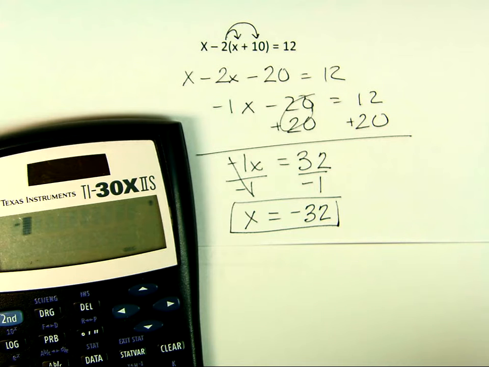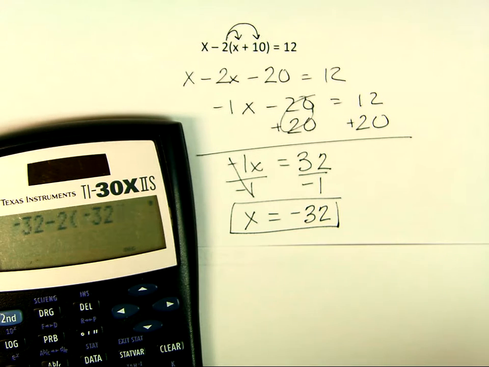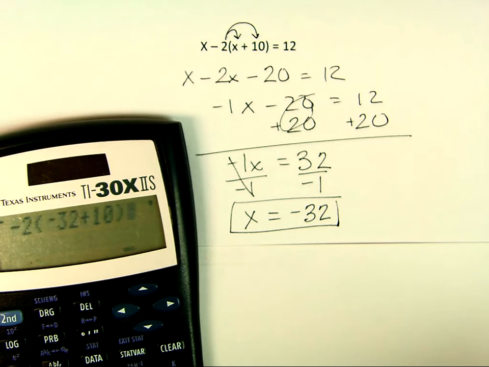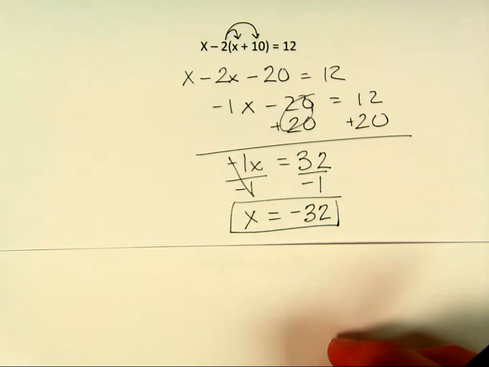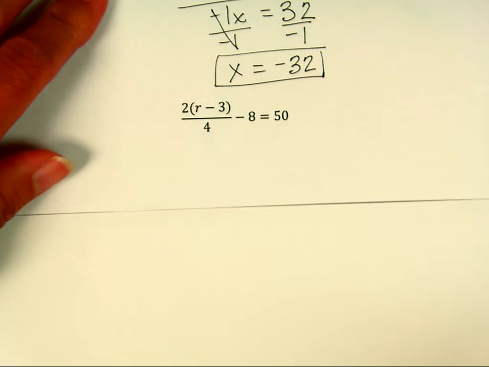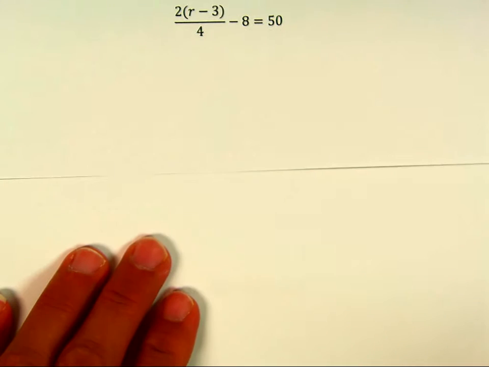I'm going to say -32 minus 2, and then I'm going to do exactly what that is. It's a parenthesis and then an x, but we said x was -32, plus 10. And if when I press equals we get 12, then I know for sure I'm right. If I don't, then I know I made a mistake and I should go back and figure it out. So we got 12, so I know I'm right. So it's always good, especially on a quiz or test, to check your work to see if you got it right. Okay, so let's try another one.